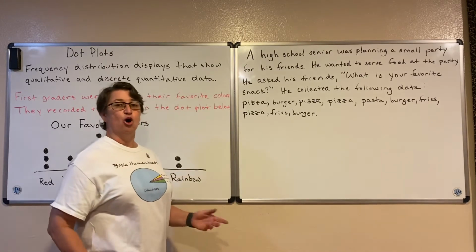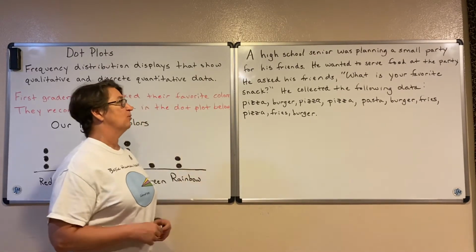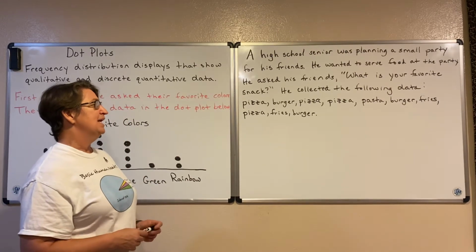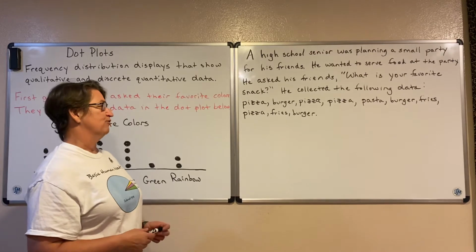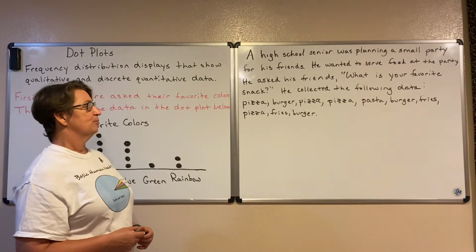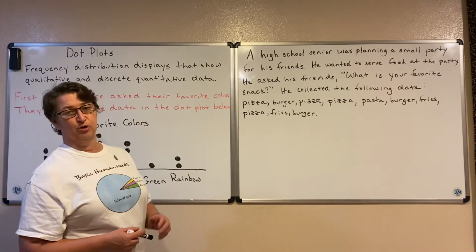Let's create our own dot plot now. Here, a high school senior was planning a small party for his friends. He wanted to serve food at the party. He asked his friends, "What's your favorite snack?" And he collected the following data: pizza, burger, pizza, pizza, pasta, burger, fries, pizza, fries, burger.